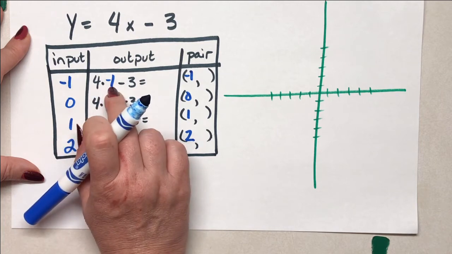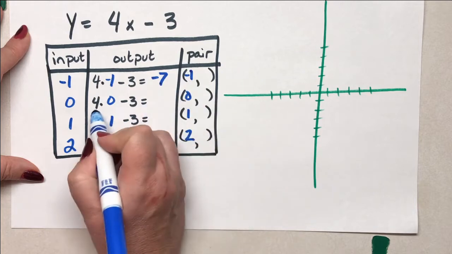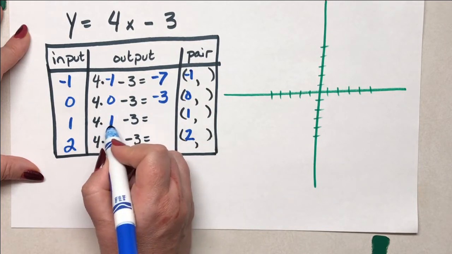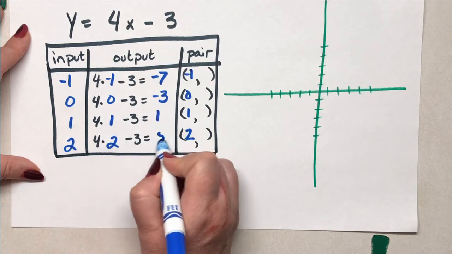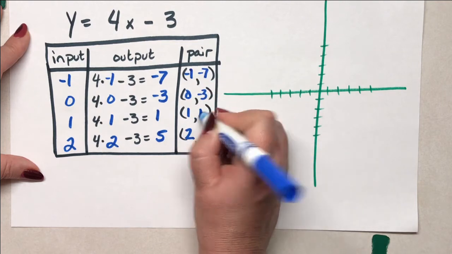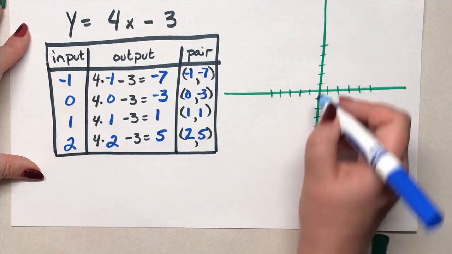4 times -1 is -4, minus 3 is -7. 4 times 0 is 0, minus 3 is -3. 4 times 1 is 4, minus 3 is 1. 4 times 2 is 8, minus 3 is 5. So now we're going to fill in our y's, and we have our ordered pairs that we can now graph.